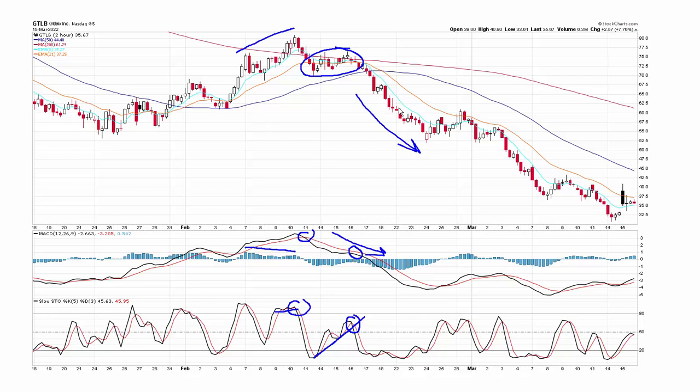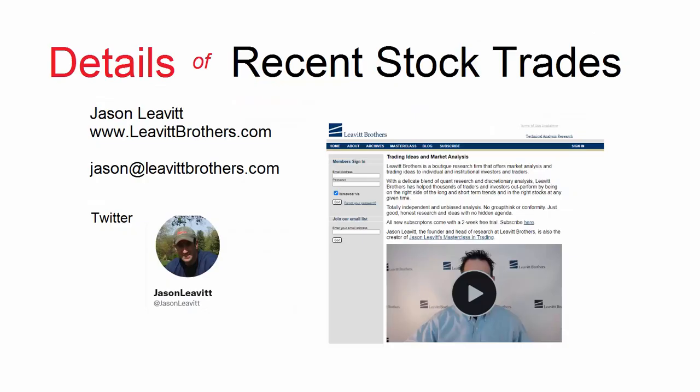Okay, it looks like a reversal on this time frame, but if you back up and consider the daily chart, it's just a continuation of the move down. Okay, so that's how I dig in. I find stocks on the daily. I zoom in with the hourly, 2-hour, 4-hour. I use the MACD and the stochastic to help me with my entries.